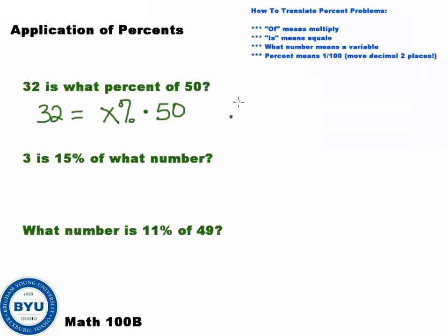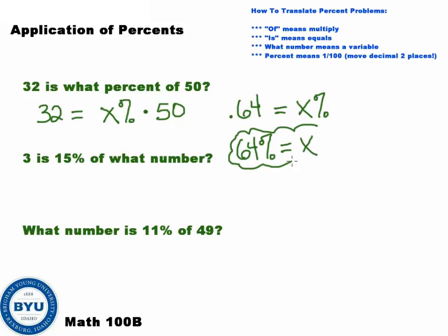So 0.64 equals x percent. But remember, we're looking for a percent here. So to find x being a percent, we would need to move the decimal place over to the right 2 spots to find out that it's 64%. So again, 32 is what percent of 50? Well, it's 64%. Okay, let's try this next one here.